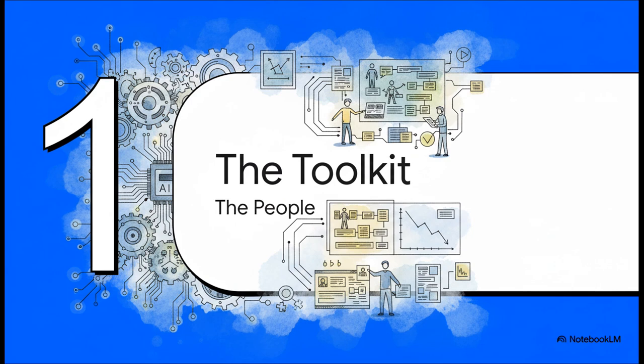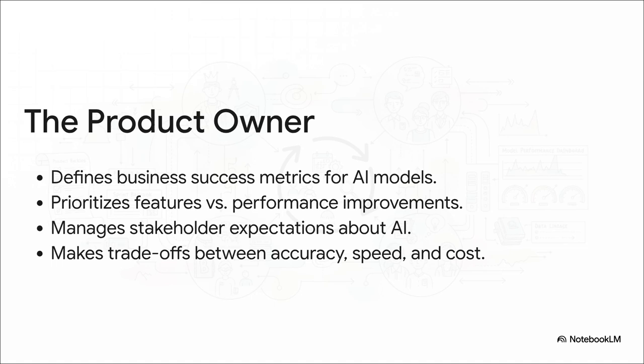Okay, so let's open up this toolkit, and we're going to start with the most important part, the people. Who exactly needs to be on the team, and what is everyone actually responsible for doing? First up, you've got the product owner. Now, in the world of AI, this person is your strategist. They are the absolutely crucial link between what the tech team is building and what the business actually needs to achieve.